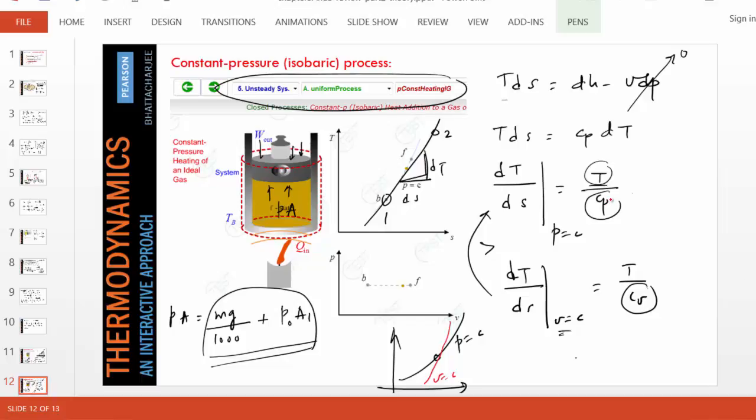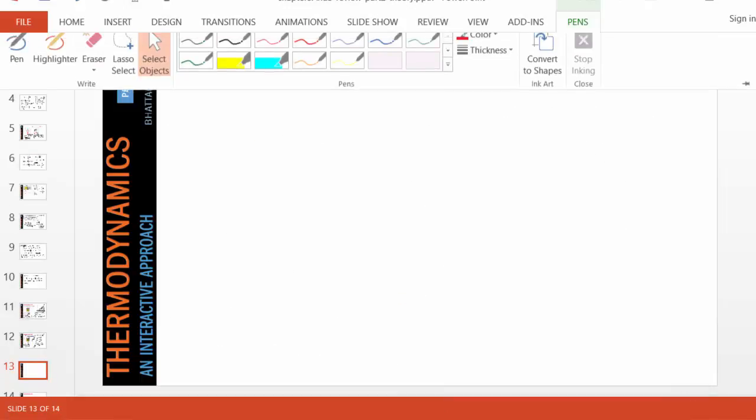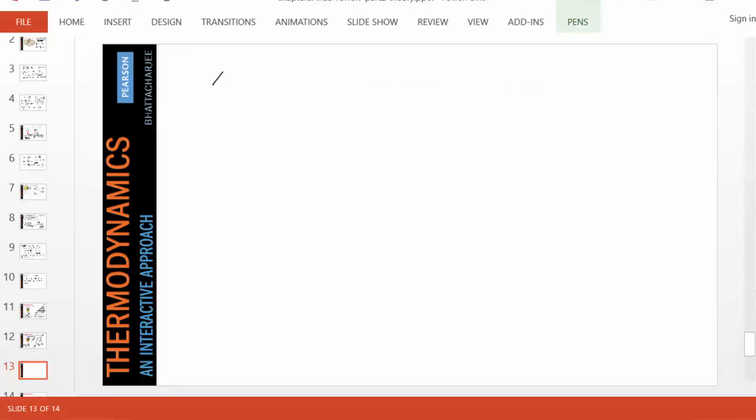Okay, now we want to get an expression for, in this case, heat transfer and work transfer both, so let's get an expression for that. The energy equation will give us delta E becomes delta U. We'll routinely neglect kinetic and potential energy. Delta U equals Q minus WB. But in this case, there is both heat and work transfer.